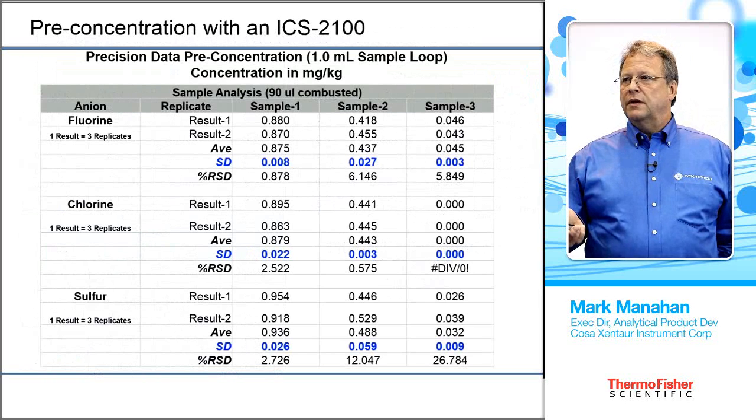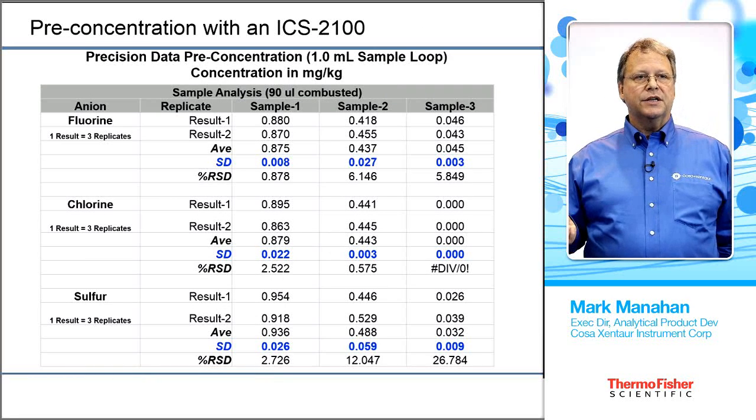Here's another replicate set where 3 replicates are considered 1 result, and we ran 2 results on 2 different days. This is some data that was used to generate some AST and precision data, and again you can see that by using pre-concentration, the repeatability and precision is excellent.